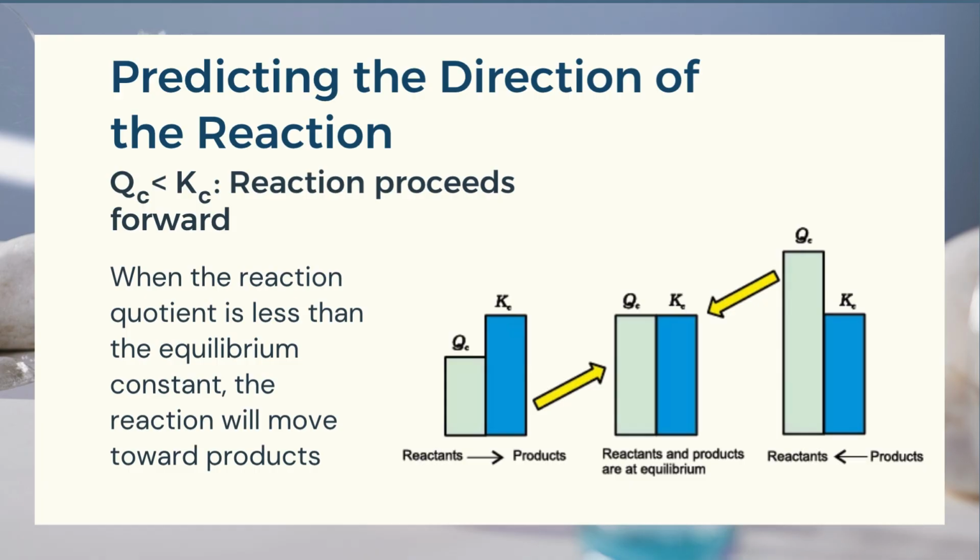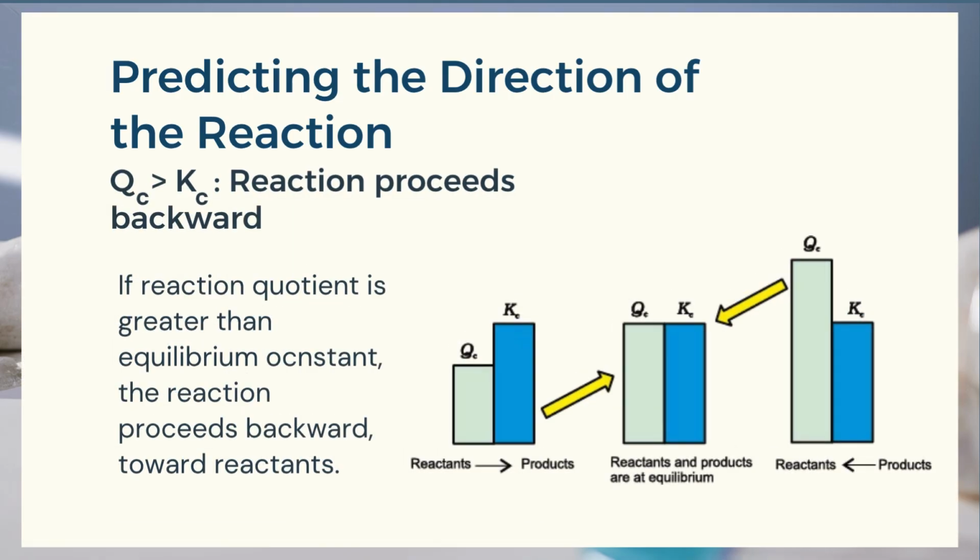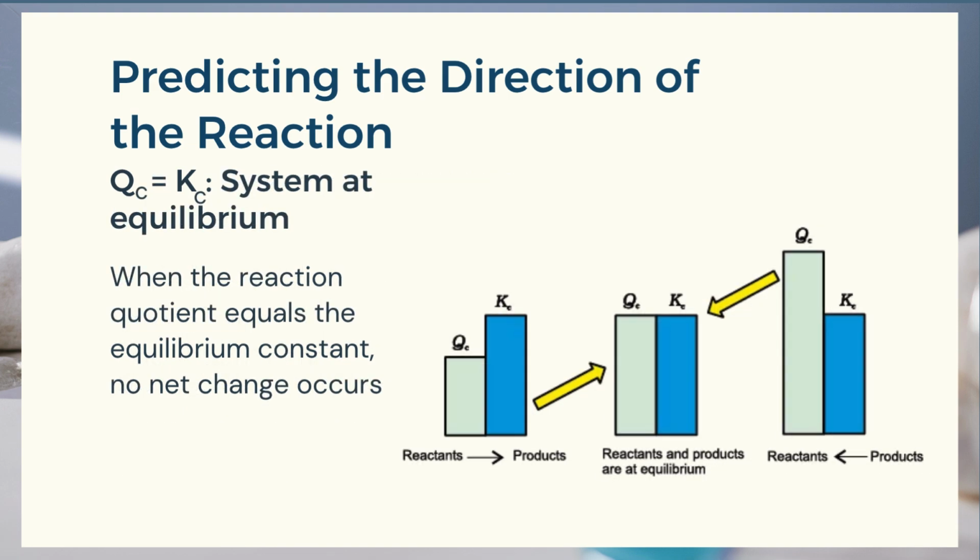Predicting the direction of a reaction. If Qc is less than Kc, the reaction proceeds forward, toward products. If Qc is greater than Kc, the reaction proceeds backward, toward reactants. If Qc equals Kc, the system is already at equilibrium, no net change occurs.